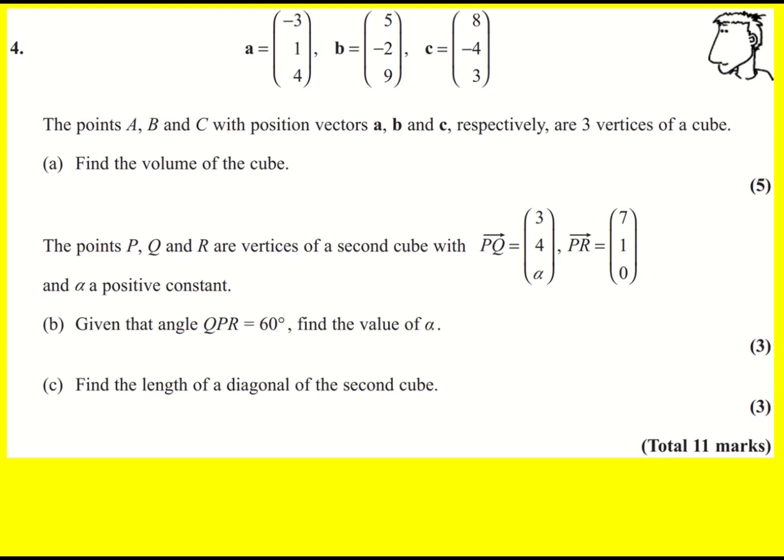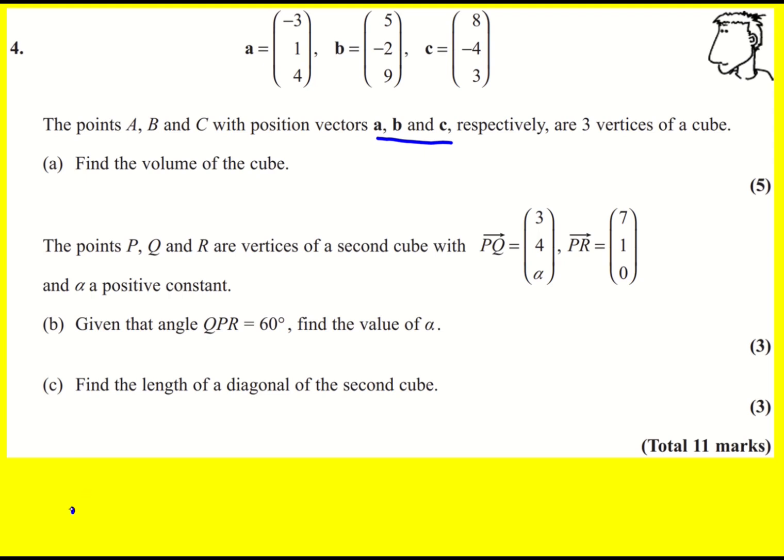So A, B, and C with these position vectors are three vertices on a cube, and we're asked to find the volume of the cube. At the moment, we've just got the vectors from a fixed point, the origin, but we can work out some of the lengths on the cube by subtracting them.